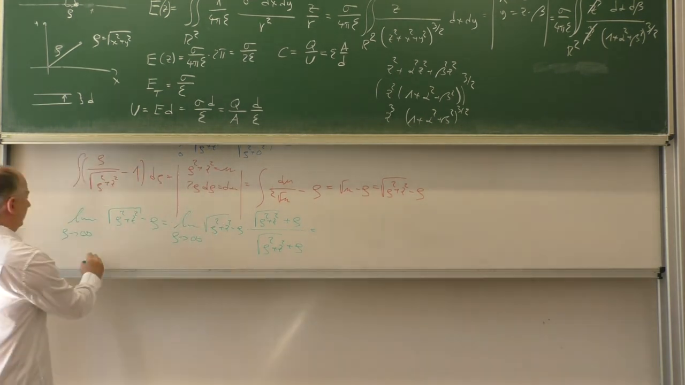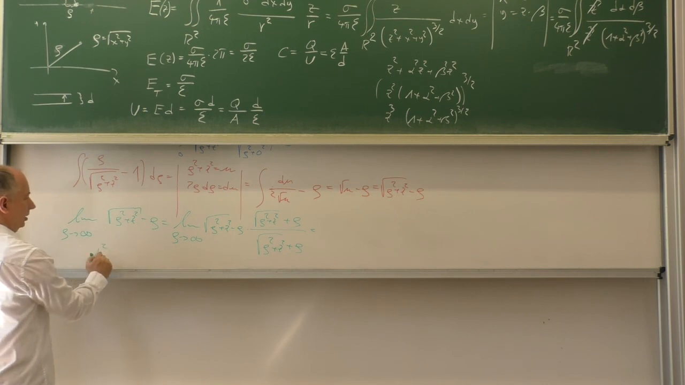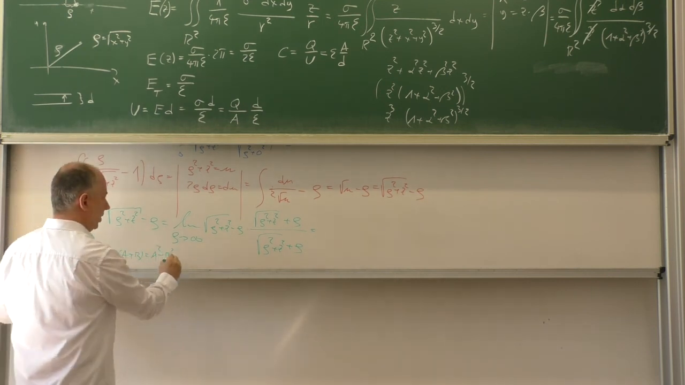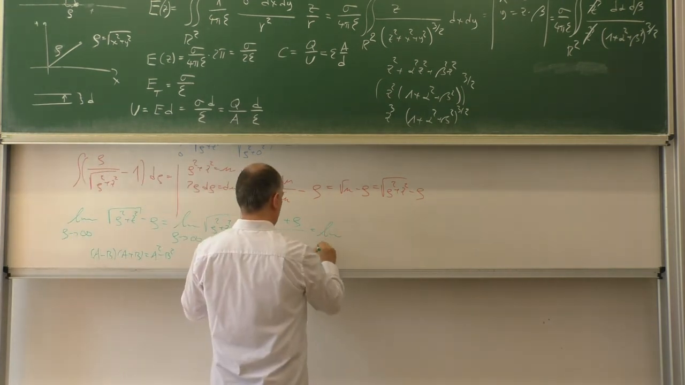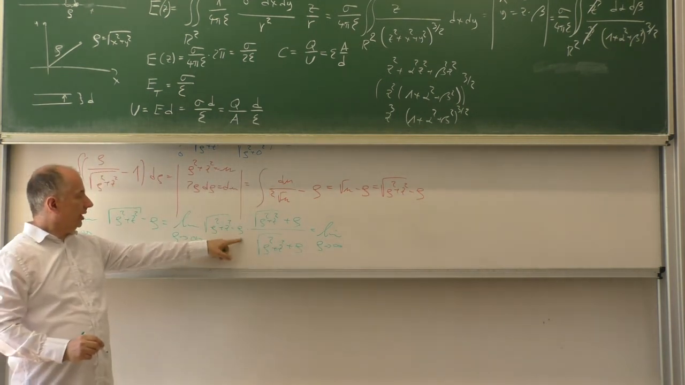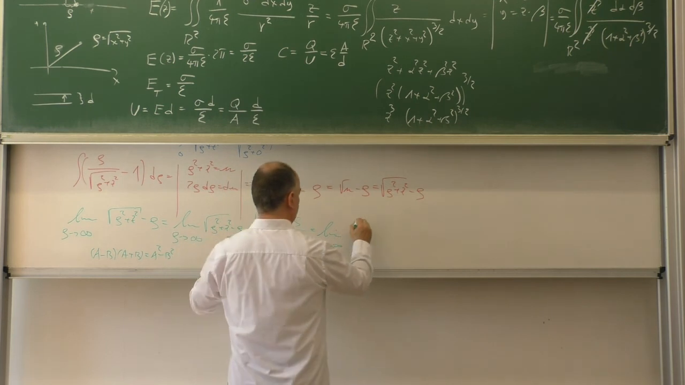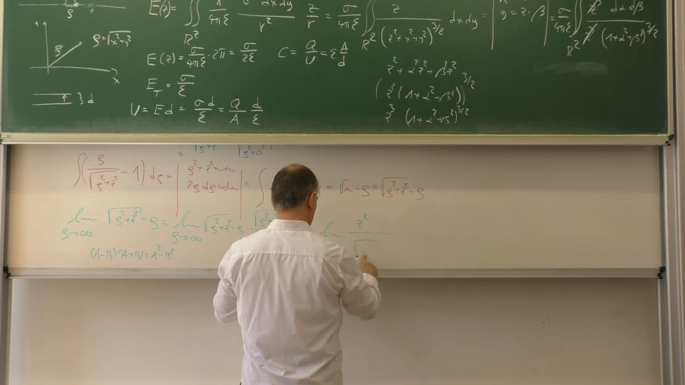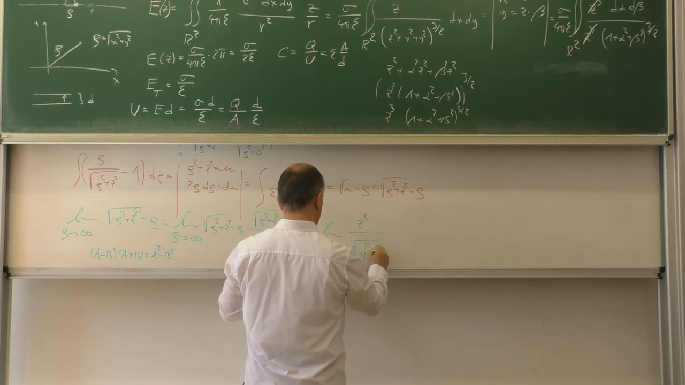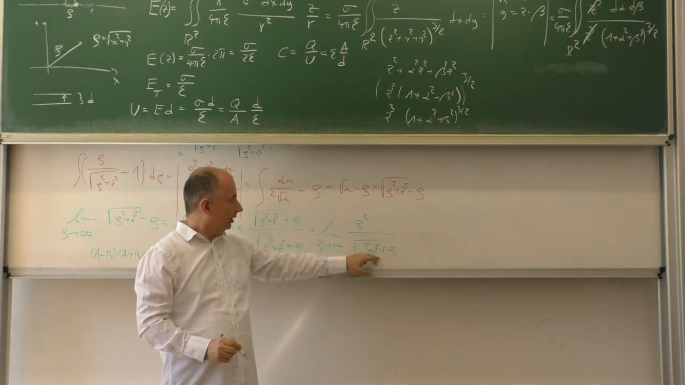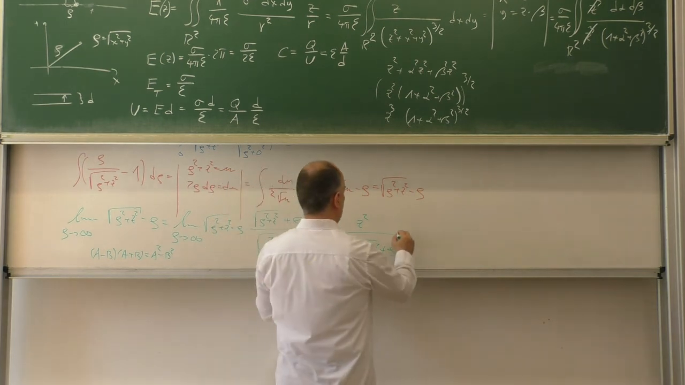Then you know the formula: a minus b times a plus b is a square minus b square. So this is limit for rho going to infinity. Square of that minus square of that, which is z square, divided by square root of rho square plus z square plus rho. And when rho goes to infinity, the denominator goes to infinity, so this limit is equal to 0.